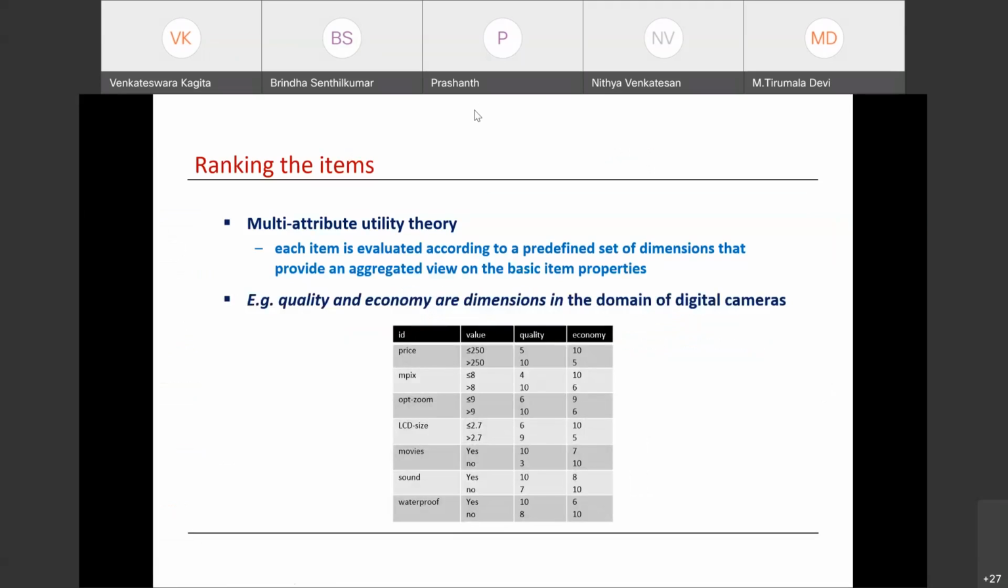So ranking the items. We use the multi-attribute utility theory here. Am I audible? Sir, you are audible. Yes, sir.